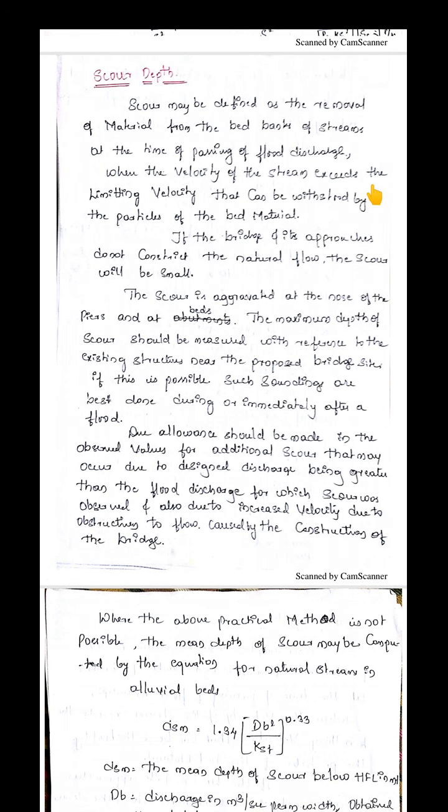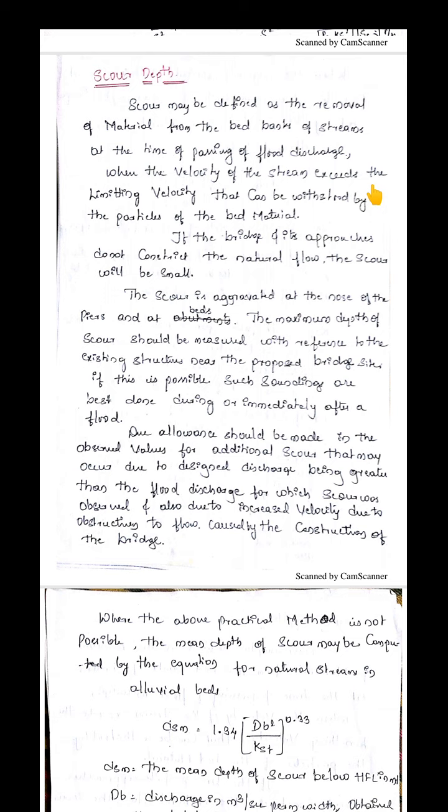Next, the scour depth. In the previous topic, in the afflux, we have studied what is scour. Now here we are studying scour depth. These things are interrelated: velocity, linear waterway, afflux, and scour. These are interrelated.